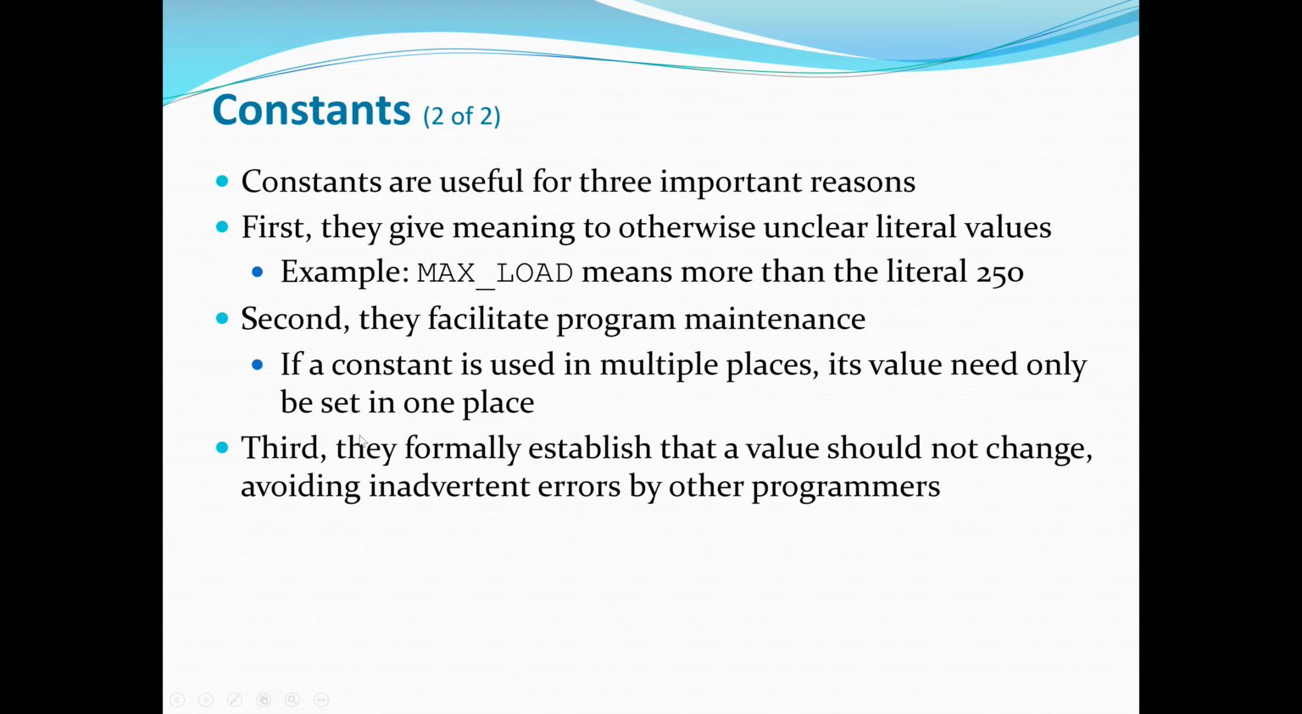So if I want to change it, if I have 100 salespeople, their sales commission is 25%, and I use it for all the 100 salespeople. Now, if I'm using a regular variable, I have to go through all the 100 salespersons and change it in 100 places. But if I declare it as a constant variable, then I'll go to where I declare it and change it only once. So that's one of the advantages of constant variables. And last, they formally establish that a value should not change, avoiding any inadvertent errors by other programmers.